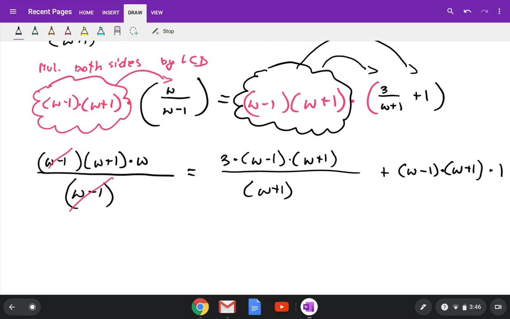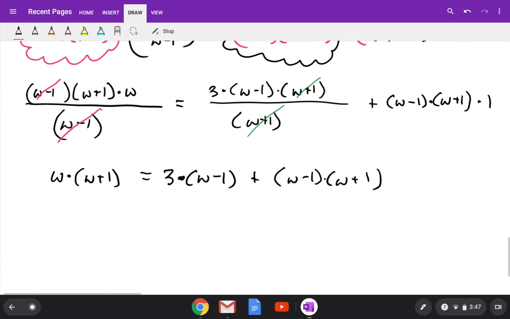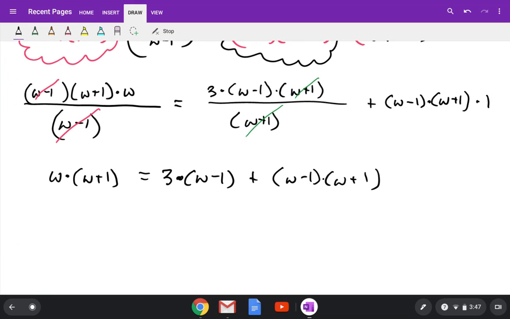And we have on the left side only w times w plus 1. Now on the right side here, w plus 1 and w plus 1 will cancel. So we end up only with 3 times w minus 1. And here plus w minus 1 times w plus 1 times 1, which is just w minus 1 times w plus 1. When you don't have fractions anymore, next to be able to solve that, you just need to distribute.